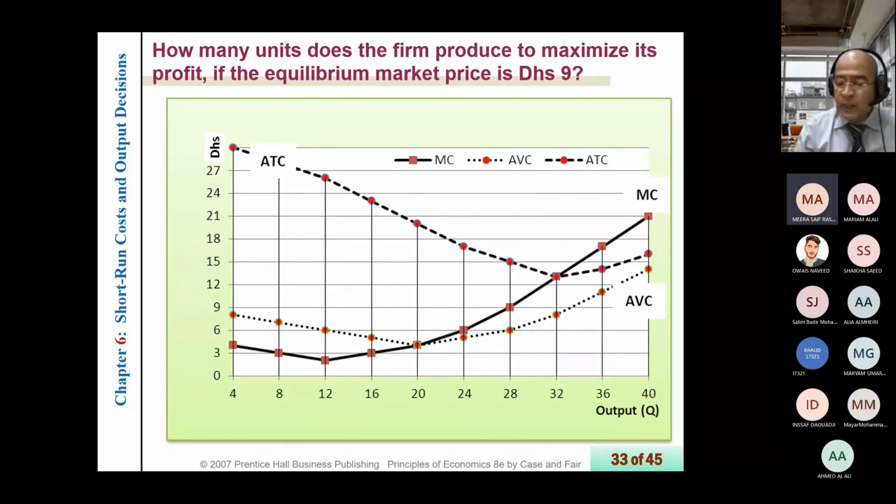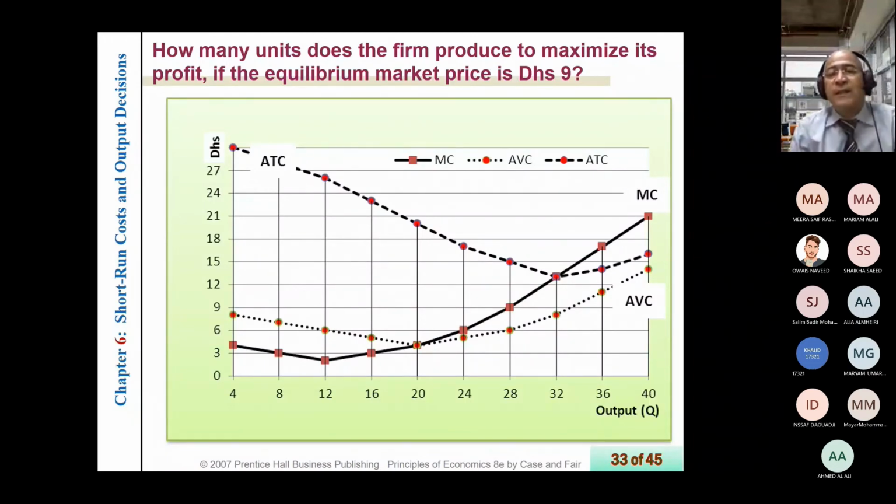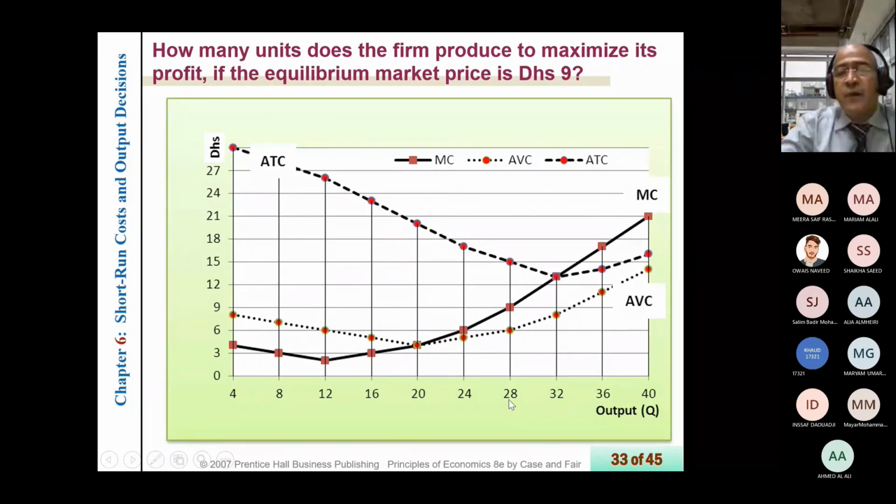28. What's your name? Mira. Well done, Mira. So as Mira said, 28. Who couldn't reach 28? So it's quite simple. Look at the equilibrium price. You draw a horizontal line. It intersects marginal cost at this point. So go down, read the quantity, the optimal level of output, 28.